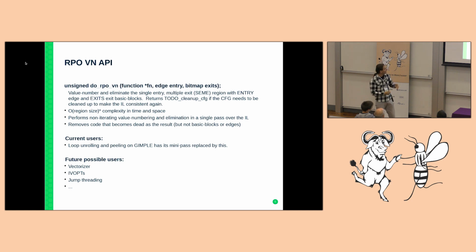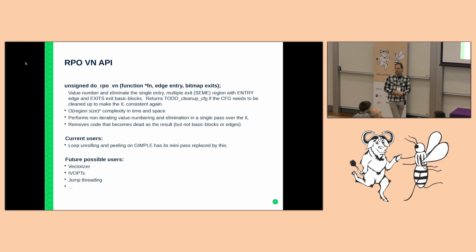So the API I ended up with is do_rpo_vn on the function containing the region, one entry edge and multiple exit blocks. The exit blocks are still in the region? Or no, they are outside of the region. Yeah. So it's basically, I want to handle natural loops with multiple exits.